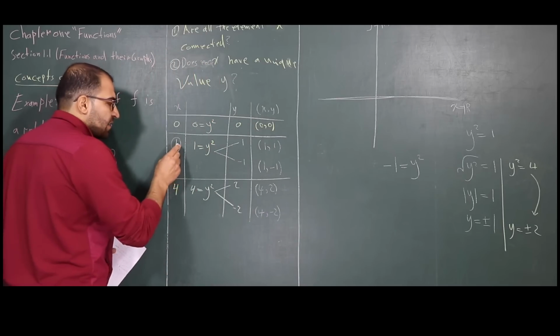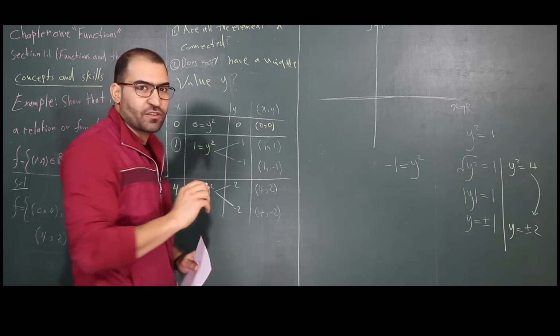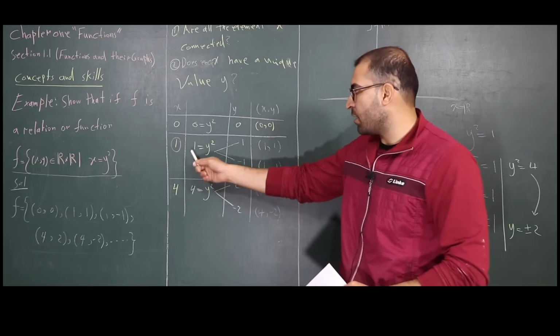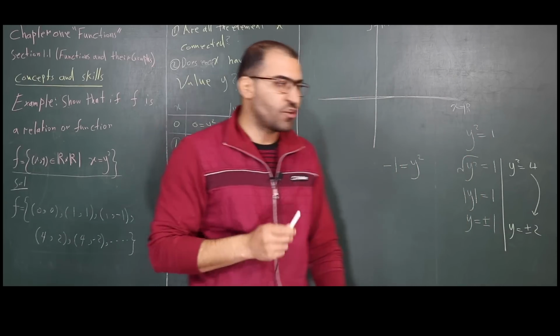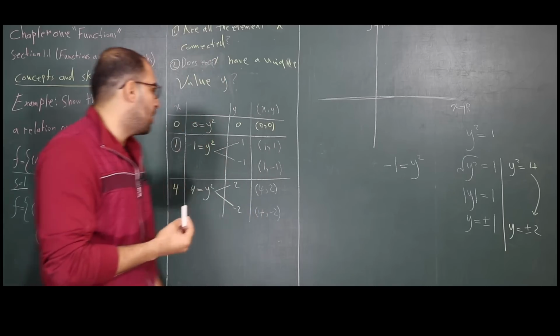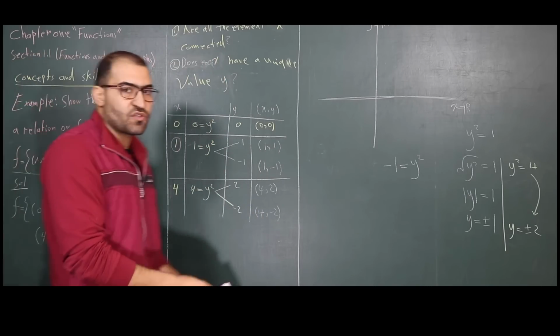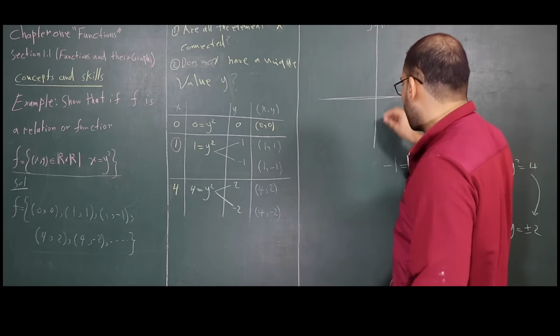But we are going to explain the violation of the second condition too, just to understand it. We can see that this element has two destinations, and that's prohibited in functions. For a function, every element in the domain should connect with just one destination or one image in the range. So I'm going to graph this relation right now. It's a relation, it's not a function. I cannot say it's a function.